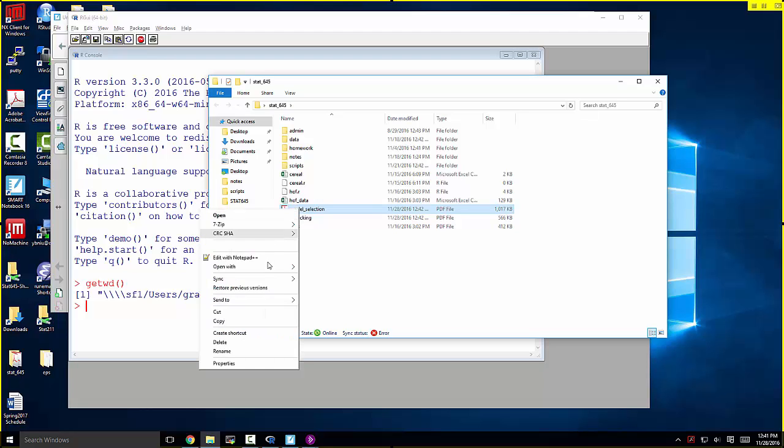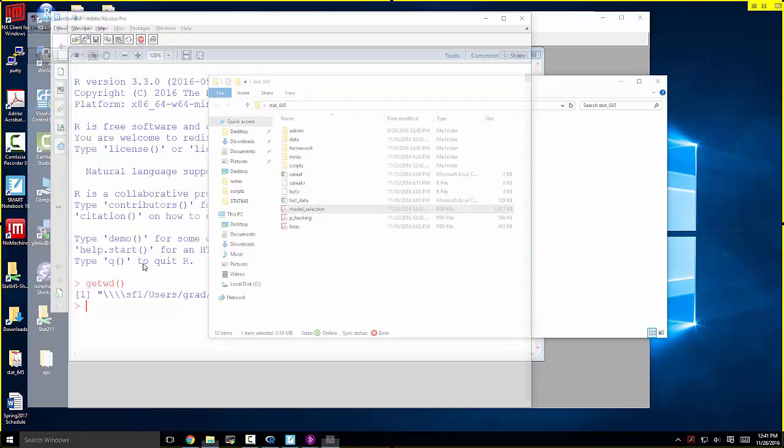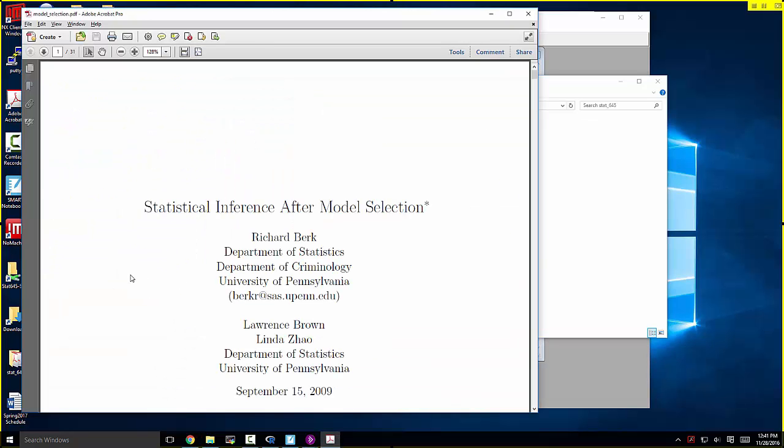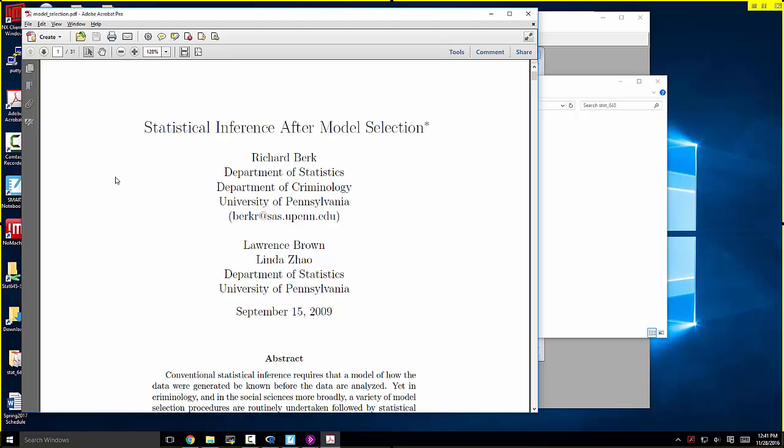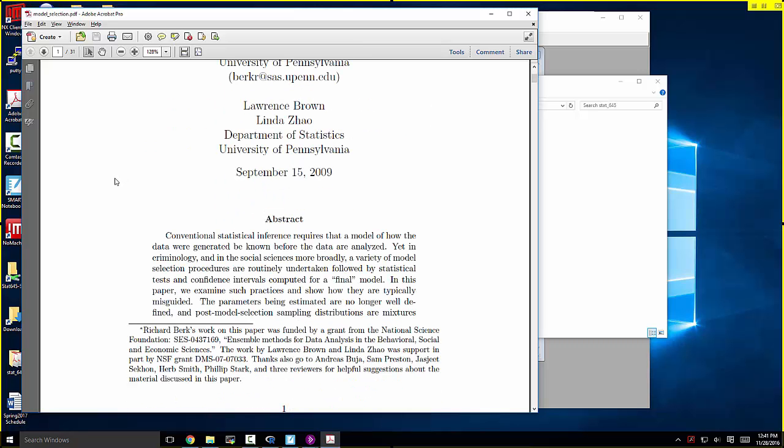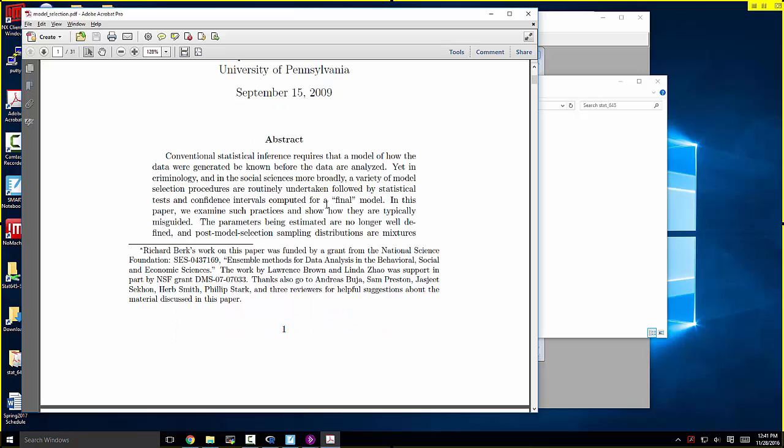The first one, called Model Selection, is from a criminology background. So it's not exactly a relevant application area to what we've been doing, but the topic is relevant. So let me just pick a few sentences out of the paper to discuss with us here.